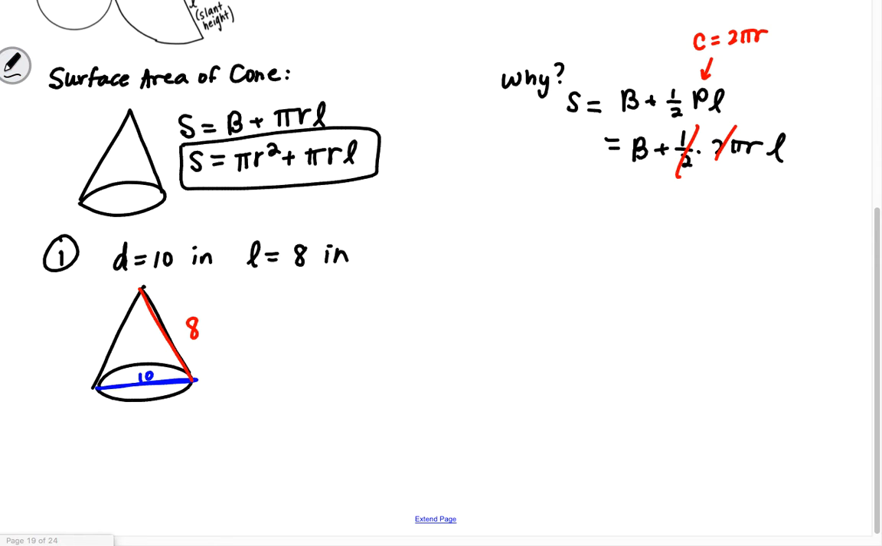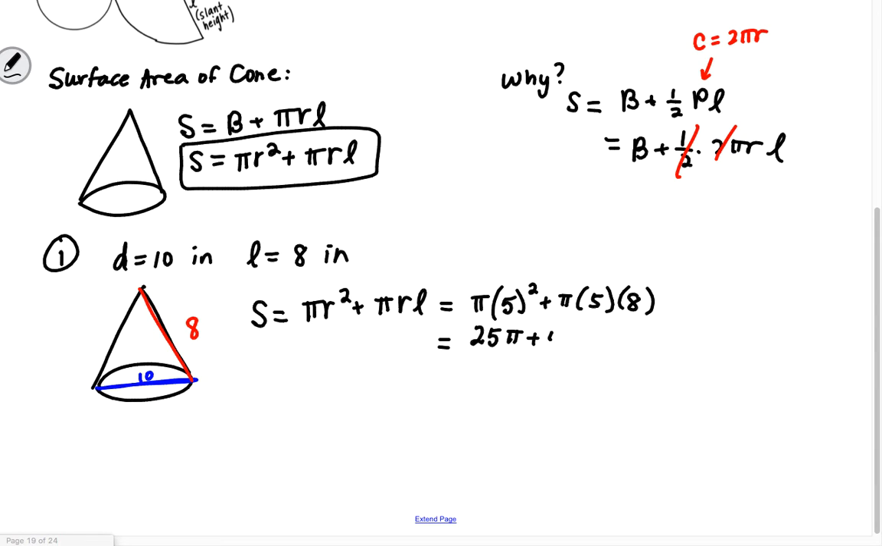So our surface area then would be our area of our base, which is pi r squared, added to our pi r L. So we're going to have pi times, what's our radius? 5, yeah, so 5 squared, plus pi times 5 times 8. So it looks like we have 25 pi plus 40 pi. So we'd get a total of 65 pi.